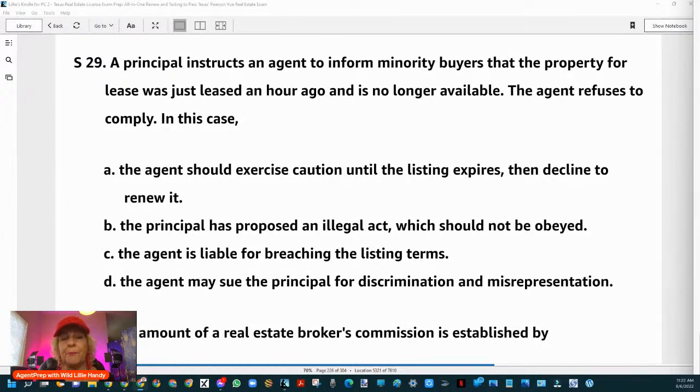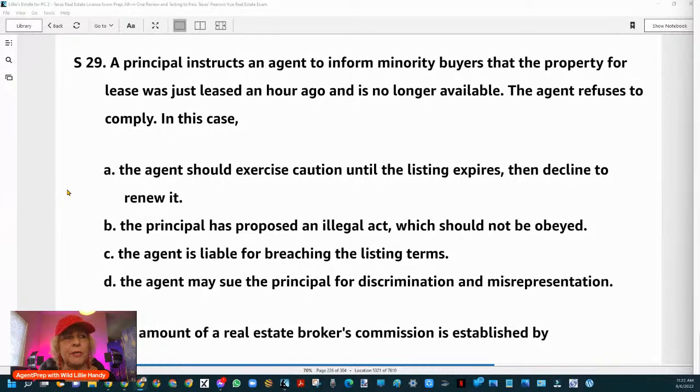So 29, a principal instructs an agent to inform minority buyers that the property for lease was just leased an hour ago and is no longer available. The agent refuses to comply. In this case, the principal instructs an agent to inform minority buyers that the property was leased just an hour ago. Agent refuses. What happens?